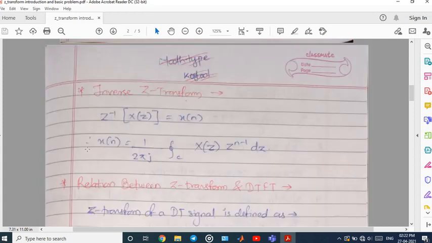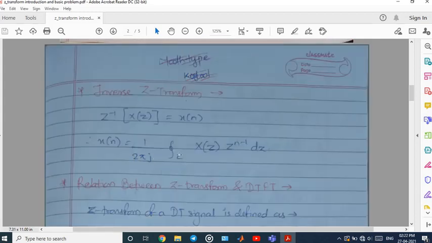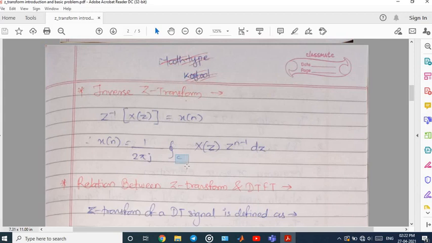Okay, so now the x of n formula is 1 upon 2 pi j, closed integration of x of z, already given in the numerical, and z to the power n minus 1 dz. This is the formula for inverse Z transform. We are going to solve numericals based on Z transform and some numericals based on inverse Z transform, and then we are going to have a look at different properties of Z transform.